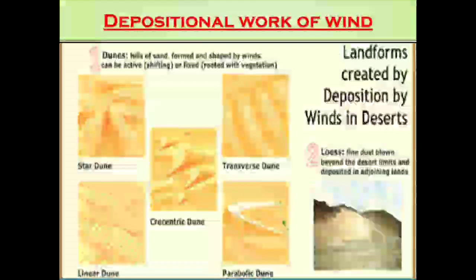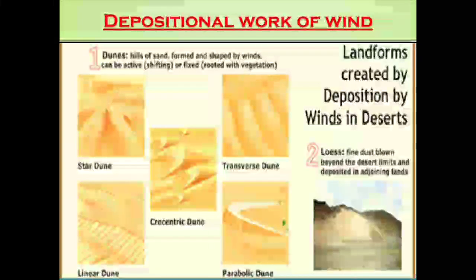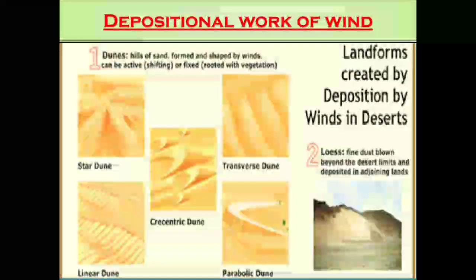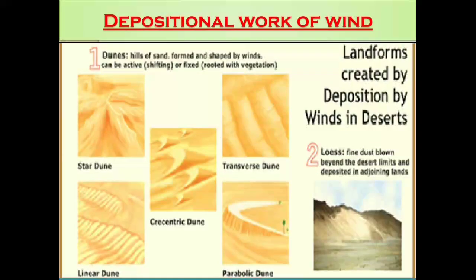This picture shows depositional work of wind. These all are dunes. Dunes means a hill of sand formed and shaped by winds, can be active, shifting or fixed, rooted with vegetation. These are the landforms created by deposition by winds in desert. You can see star dune, linear dune, concentric dune, transverse dune and parabolic dunes.